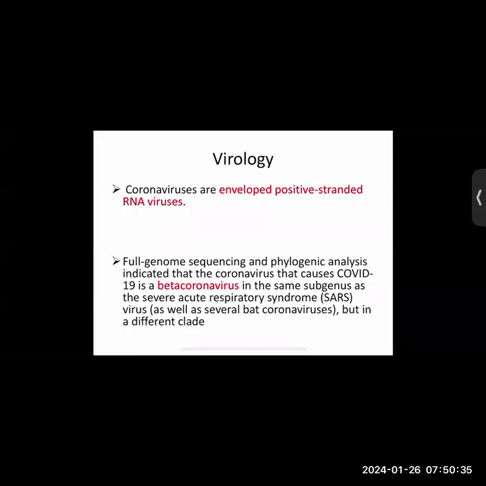Talking about the virology, coronaviruses are enveloped, positive-stranded RNA viruses, and full genome sequencing indicates that the coronavirus that causes COVID-19 is a beta coronavirus, and is said to be in the subgenus of the severe acute respiratory syndrome virus, that's the SARS virus. Next slide, please.